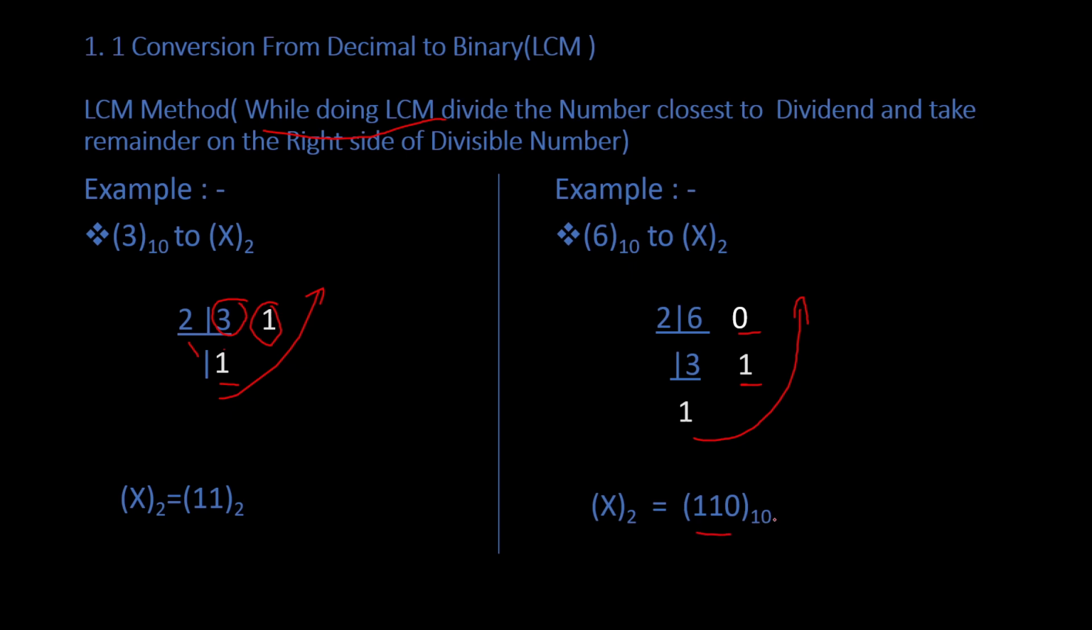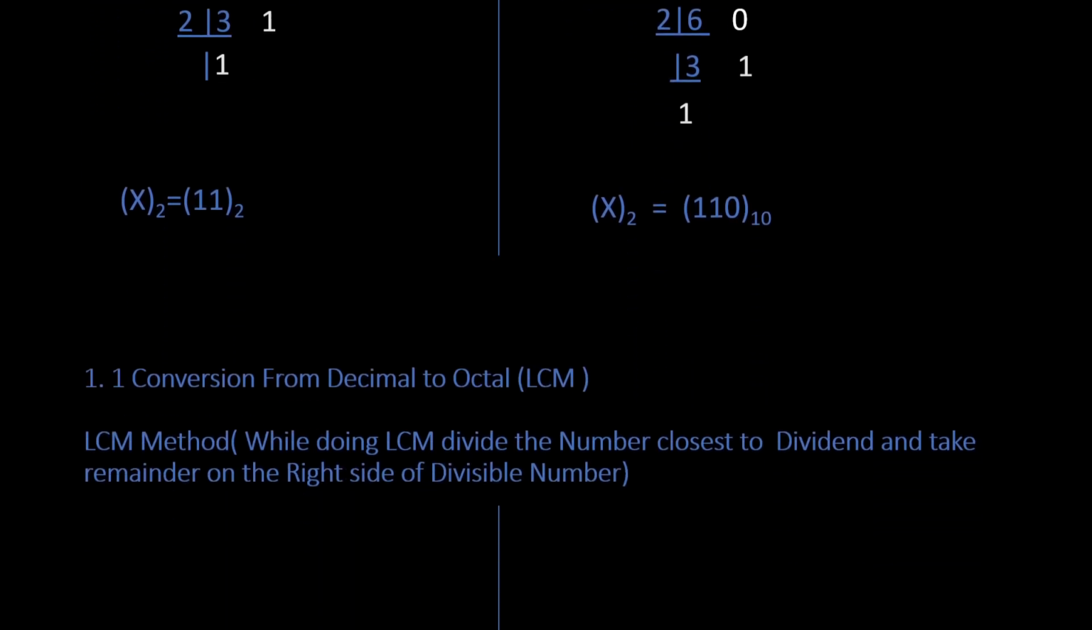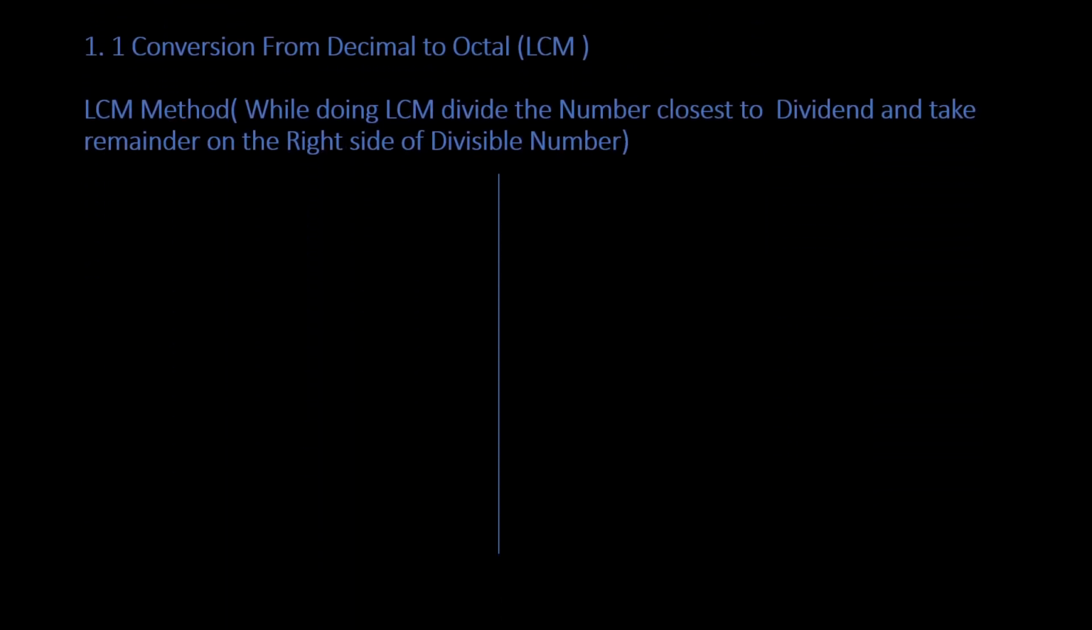And here the base will not be 10, because I have represented it as 2. I mistakenly wrote 10 here. This will be 2. Next will be decimal to octal, which is the same method, but we'll take a few examples so you will not have any doubt.